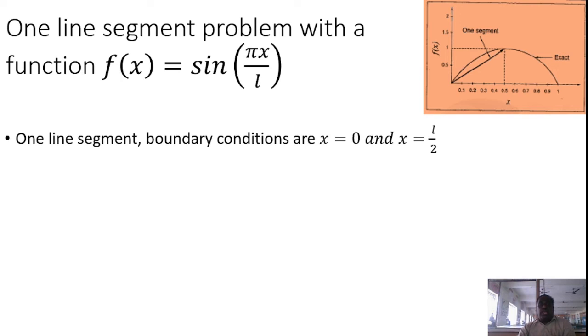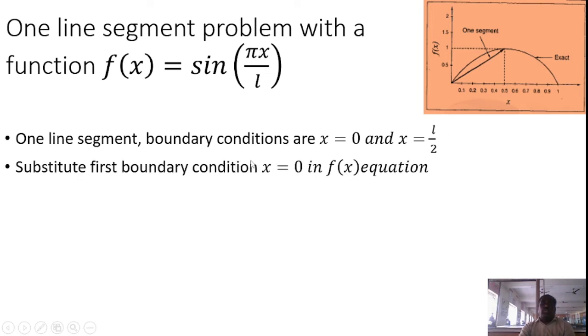And then, for the one line segment, what is the boundary condition? Here you see the boundary condition of the line starts from 0 and ends at 0.5, where the x-axis length is represented as L. So 0.5 means L by 2. So the one line segment has two boundary conditions: one is x equal to 0, and another is x equal to L by 2.